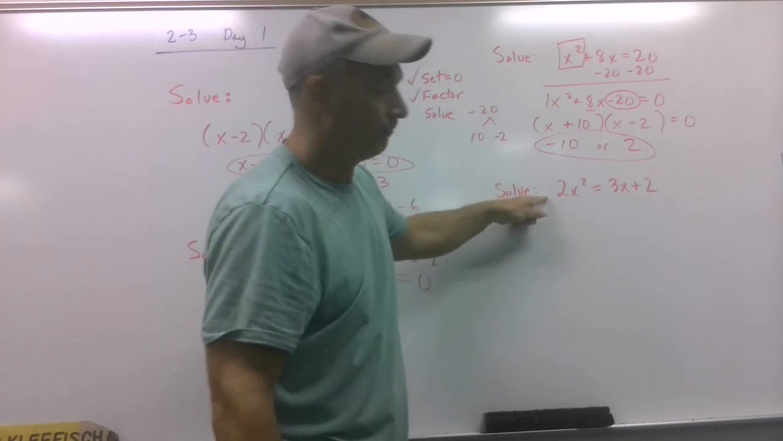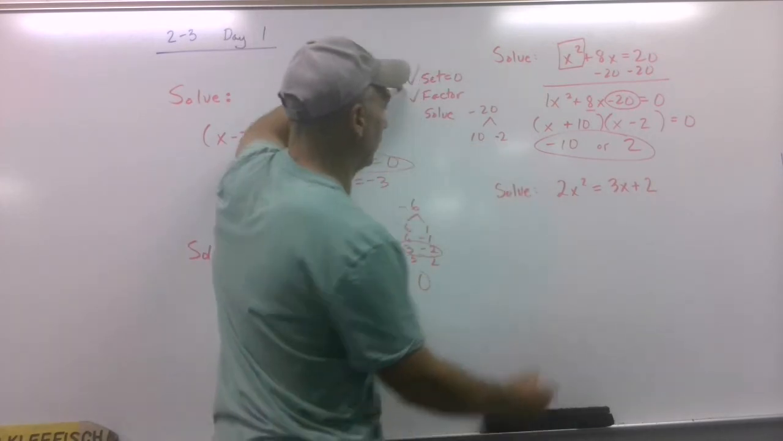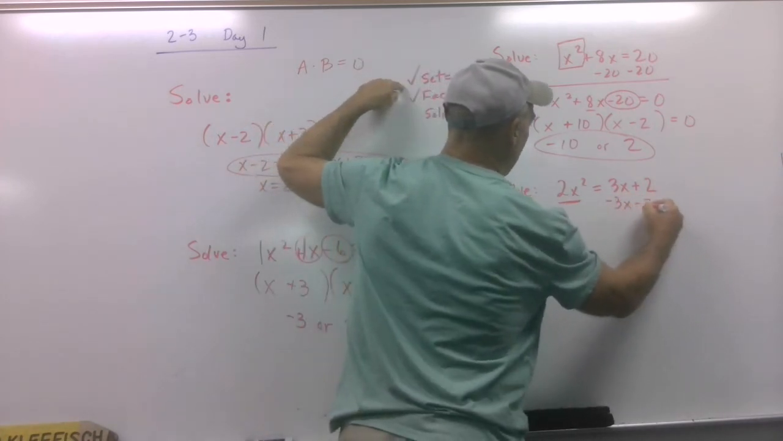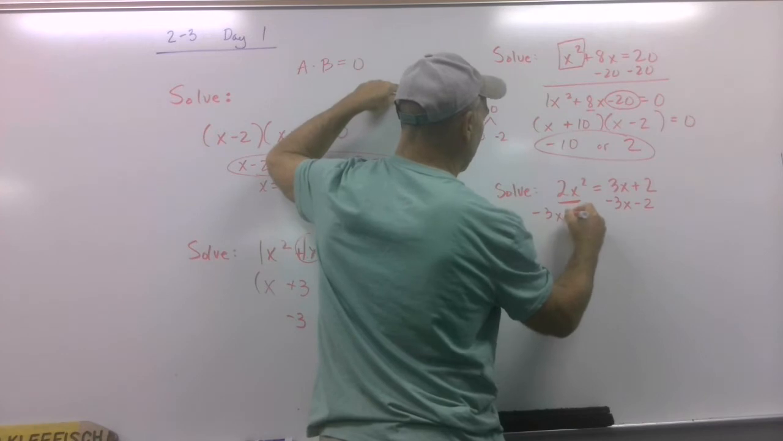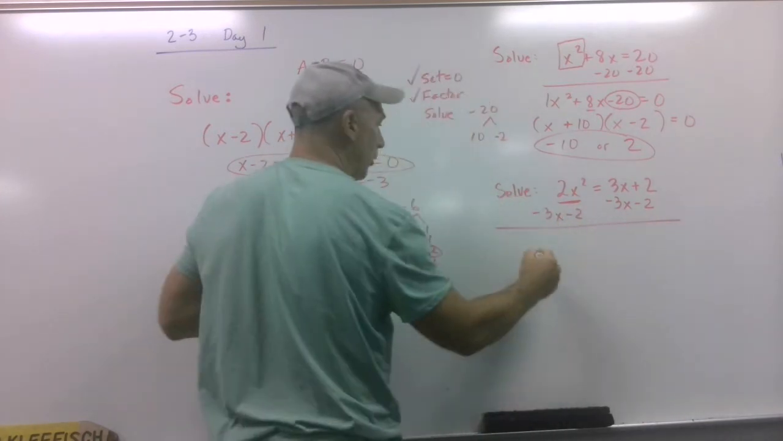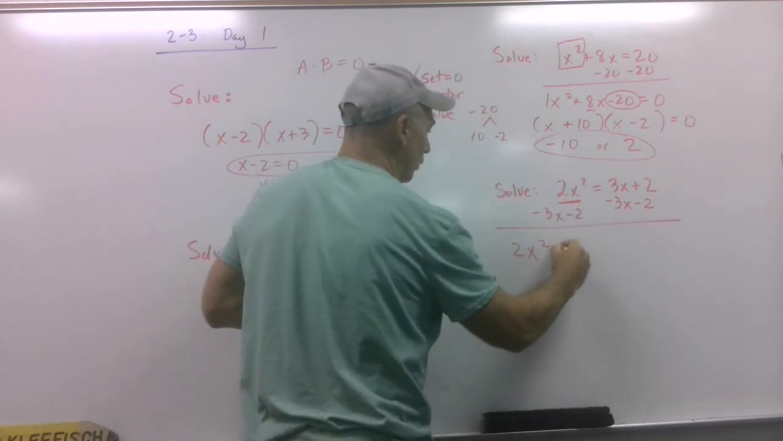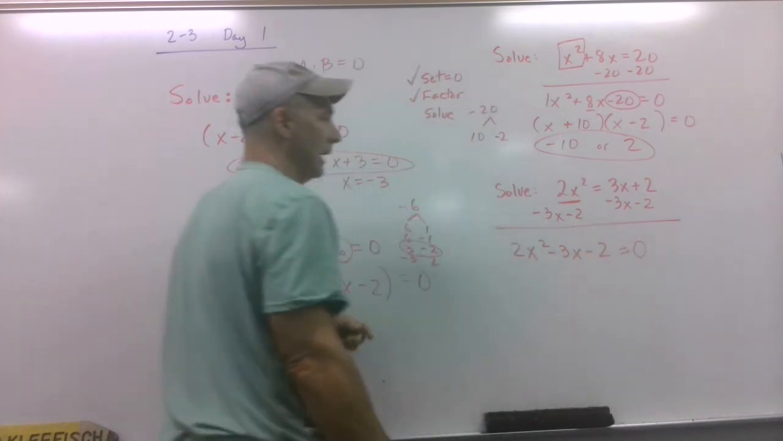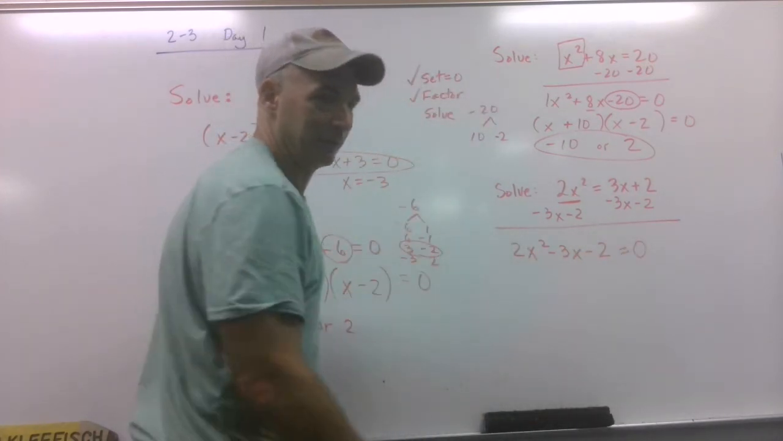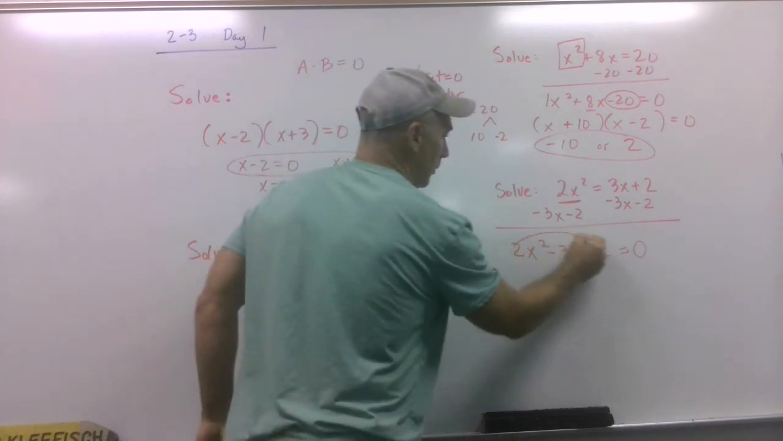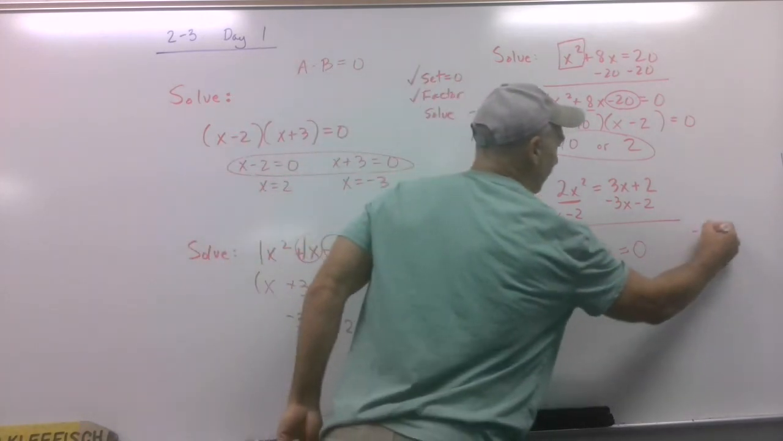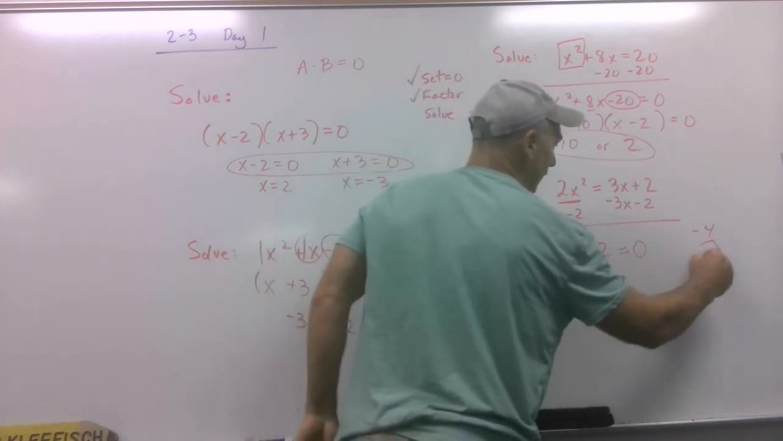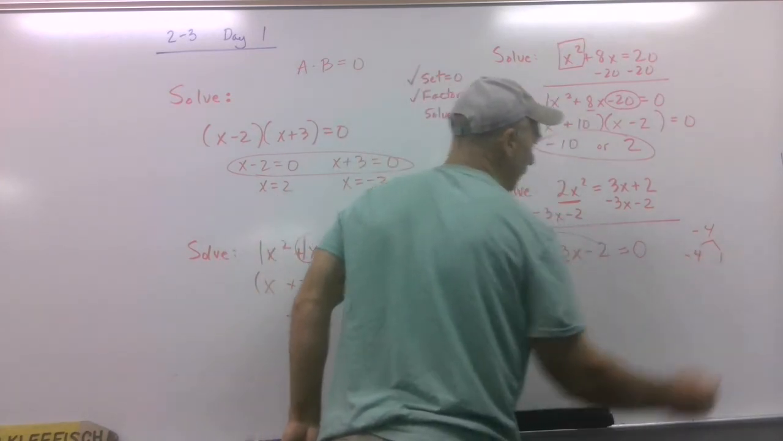Grand finale. Remember, we got to set equal to 0, keep the squared term positive. So I'm going to subtract 3x, subtract 2, subtract 3x, subtract 2. Here we go. Put it in descending order. Make it look like a trinomial. And now we think to ourselves, aha, we have a not a 1. So we multiply. We get negative 4. 2 factors of negative 4 that add up to negative 3. It's going to be negative 4 and 1.